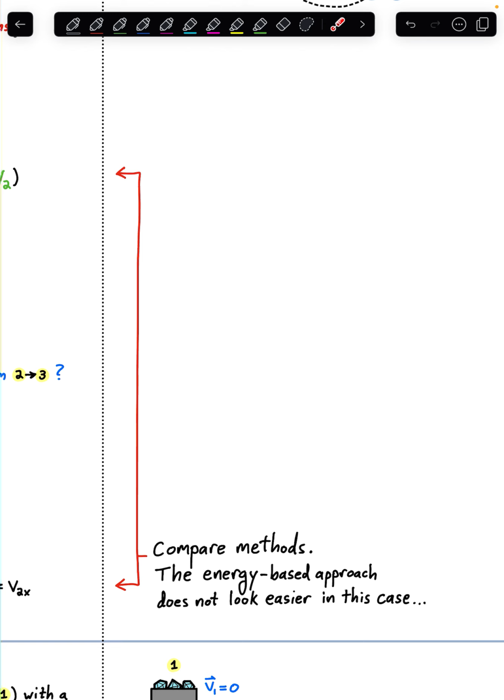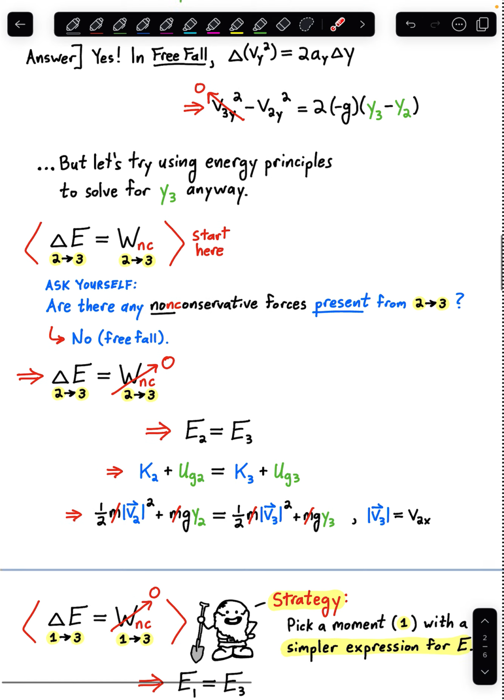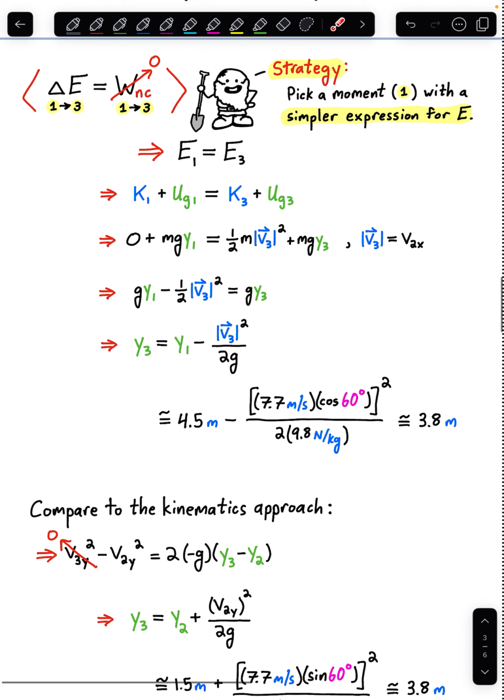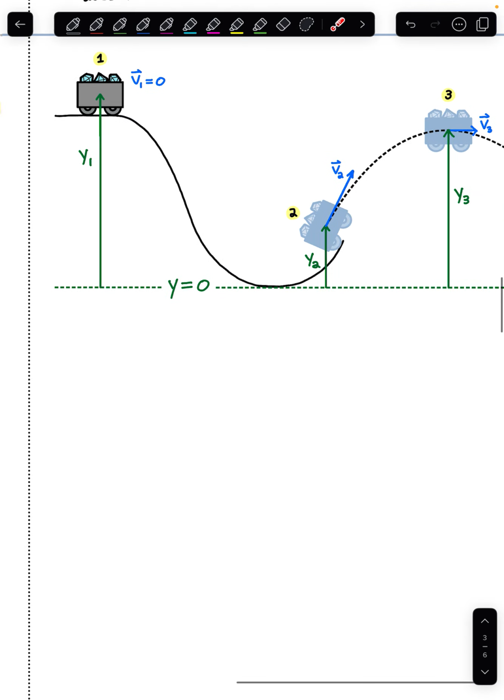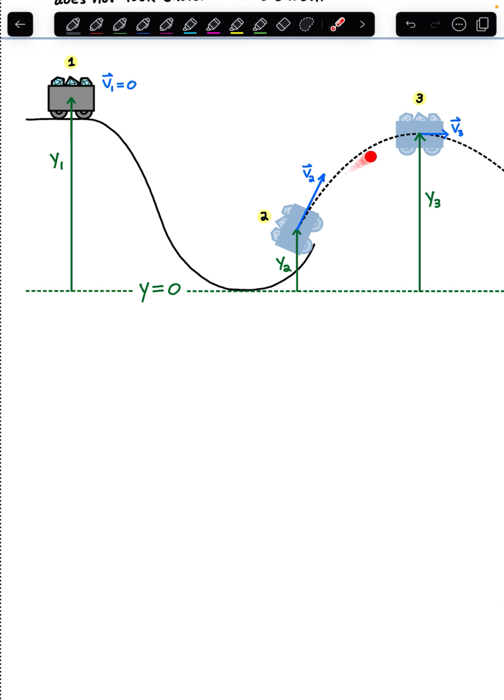Now, that doesn't mean that energy conservation is not a viable approach to projectiles. We just need to be smarter about it. So let me propose this. I still want to try to use energy conservation to find that height, y3, but I want our resulting equation to involve a little less algebra. So our strategy here is going to pick a different moment to pair with moment 3. So instead of considering the interval from moments 2 to 3, this part of the story here, let's consider the interval from 1 all the way to 3.